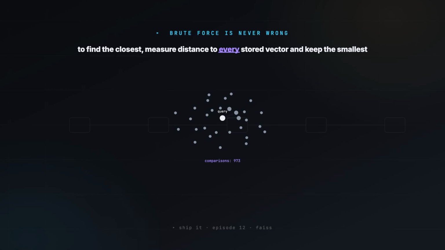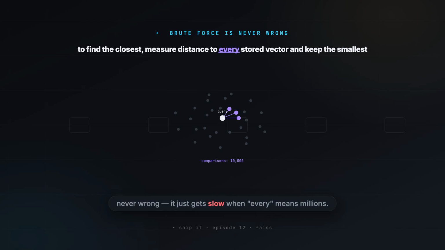Start with the dumb version because it's also the correct one. To find the closest vector, you measure the distance from your query to every single stored vector and keep the smallest. That's brute force, and brute force is never wrong. It just gets slow when there are millions.